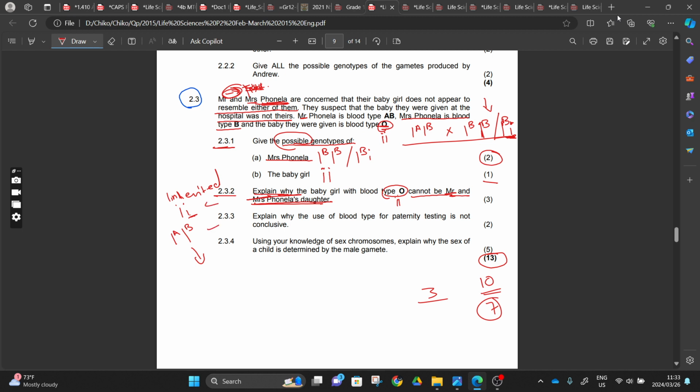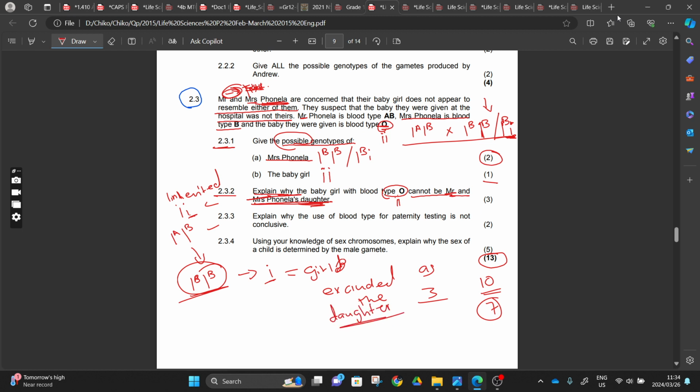And then another one you have to say, there's a possibility of Mrs. Fonela to be blood type B with homozygous dominant. And with these possibilities, since she cannot also give the baby girl an i, this results in the girl being excluded as the daughter of these 2. They are saying both of them. Hence they say the answer is 3.